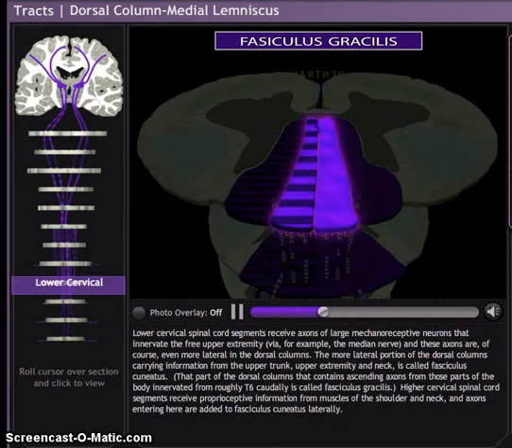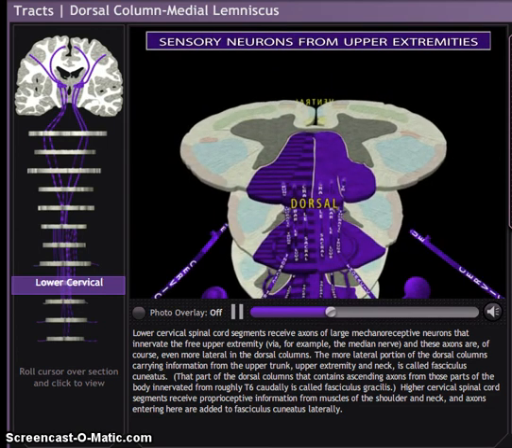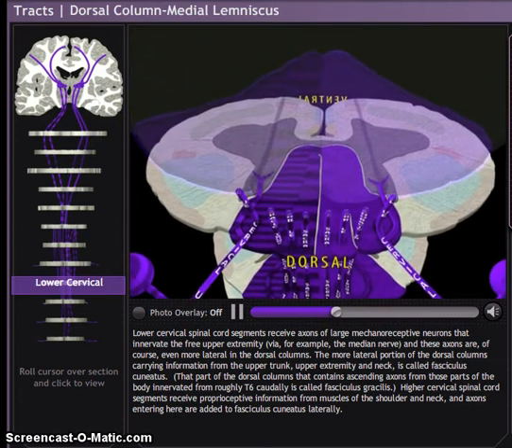Sensory neurons that innervate the upper extremities and neck enter the cord at the cervical levels. Along with neurons carrying information from the upper trunk, these axons form the most lateral section of the dorsal columns, the fasciculus cuneatus.